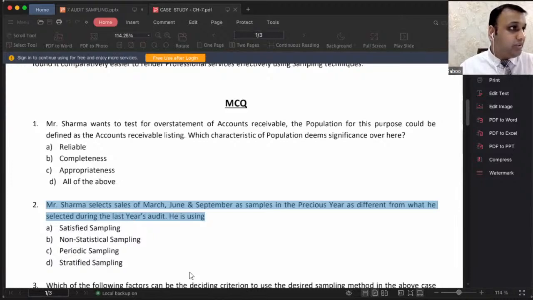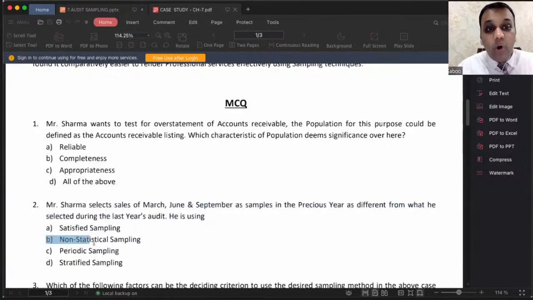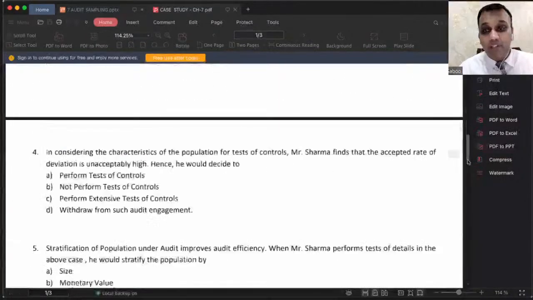Good, Harsh. Good, Ojasvi. The answer is non-statistical sampling. He hasn't divided the population of sales. There is no particular criteria for the division of population. How could it be stratified or periodic sampling? It is non-statistical sampling. He is just choosing them on the basis of his professional judgment.